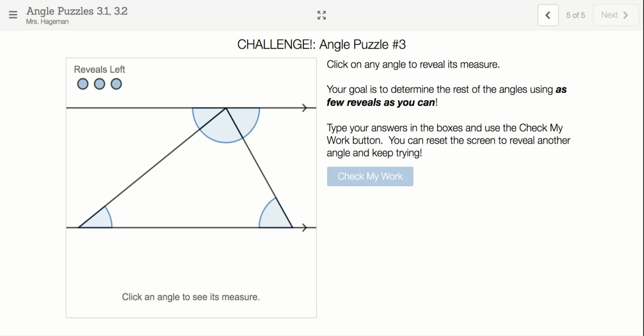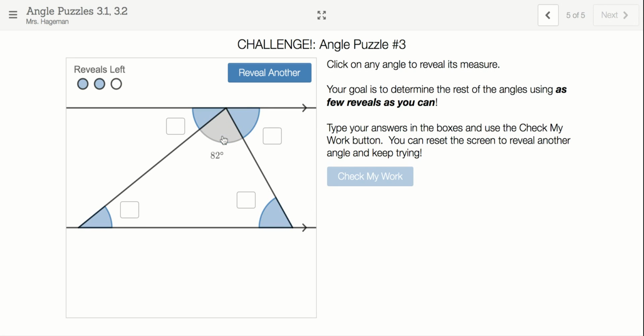And our last one, this is a challenge example. We will see triangles here next quarter or next semester. But check anywhere here to reveal an angle. So I am going to choose the one here in the triangle. So that is 82 degrees, okay? I wanted to point that out, that if you choose that one, you really can't go anywhere else, okay? So you're gonna have to reveal another one.